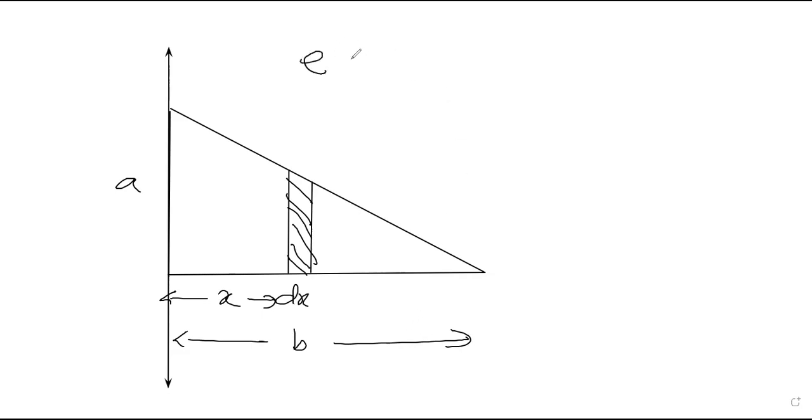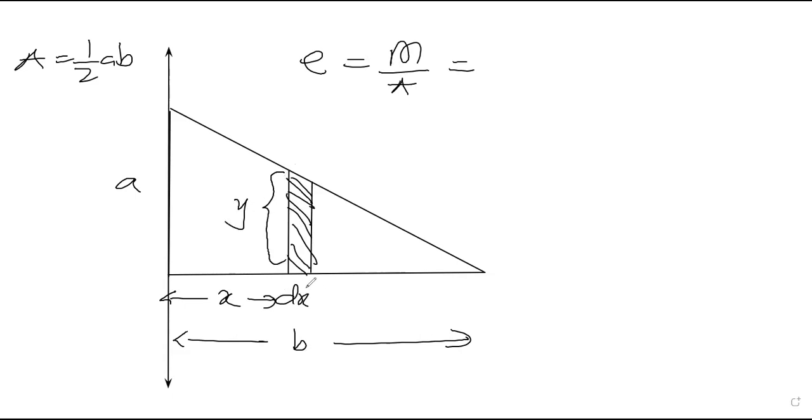Again, I'll take rho as the surface density, which is mass upon area. The area of this right angle triangle, of course, we know is half of A into B. Now it's needed to find the mass of this particular strip. For this, I'll need this length y, and the thickness dx we have taken already.